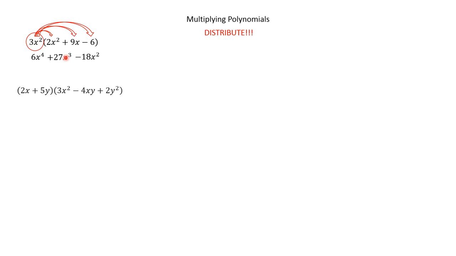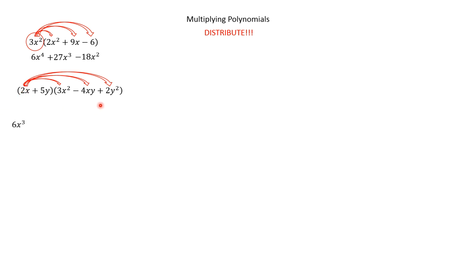If we have a slightly more difficult one, here we have a binomial times a trinomial. Again, we are going to distribute. We're going to take this first term, the 2x, and we're going to multiply it to each and every piece of the second term, or the second number. And so when we do that, we get 2x times 3x squared. 2 times 3 is 6. X times x squared is x cubed. So we have 6x cubed.